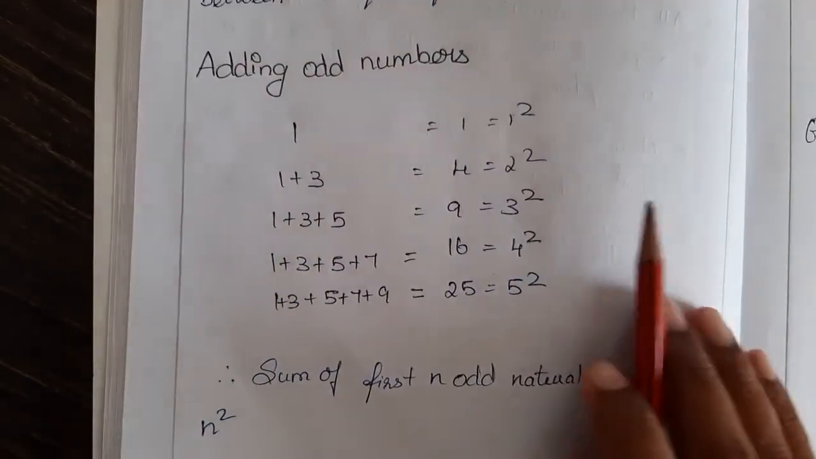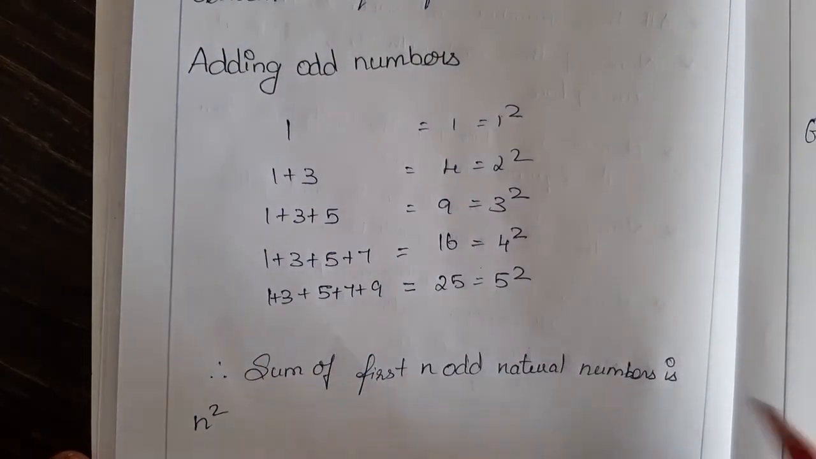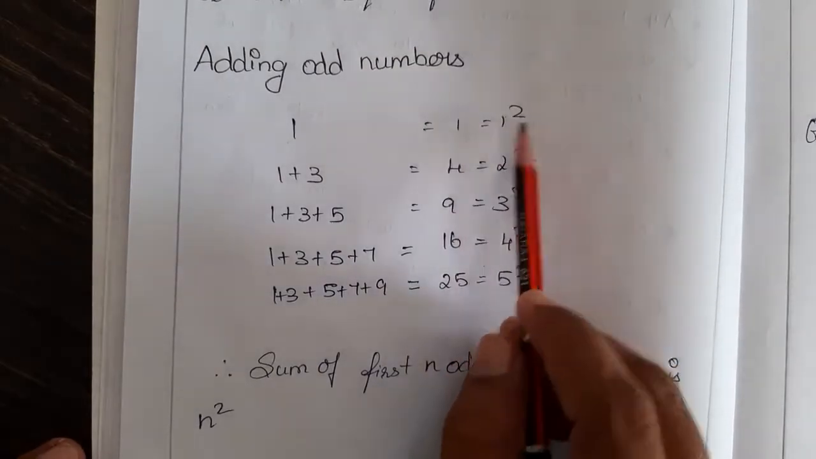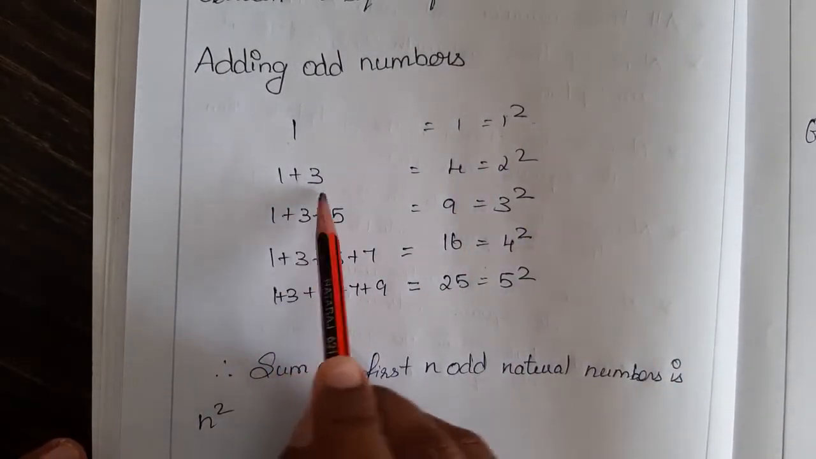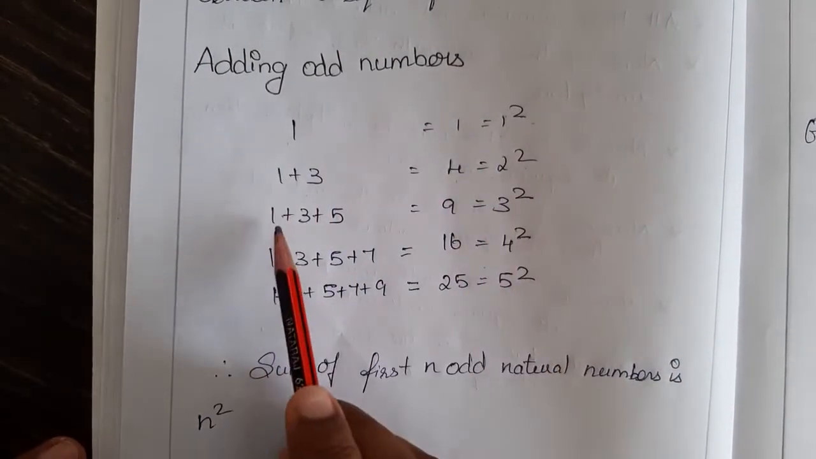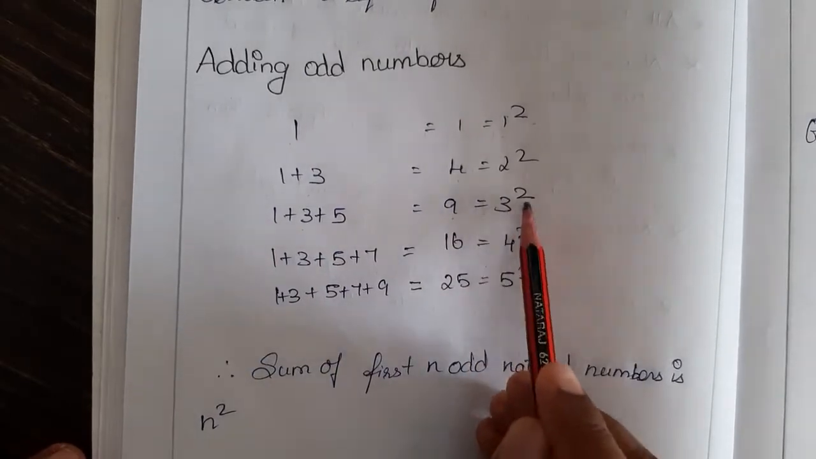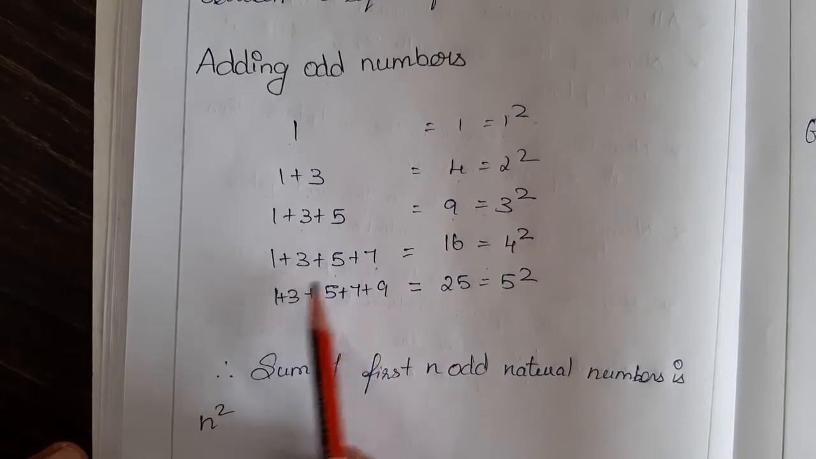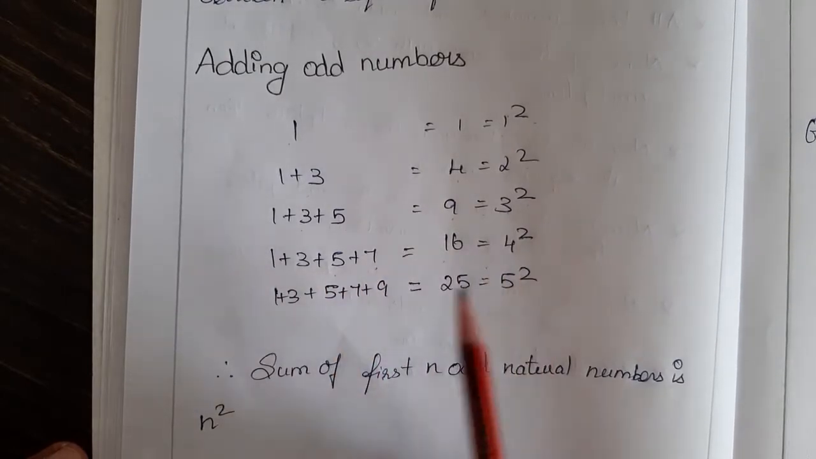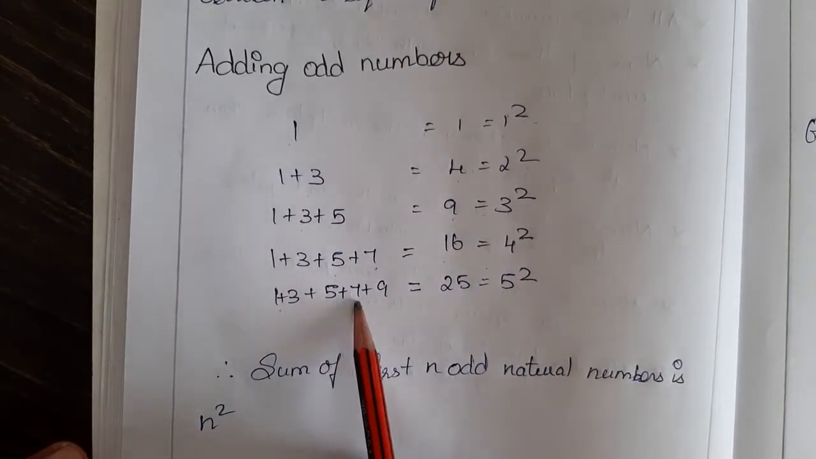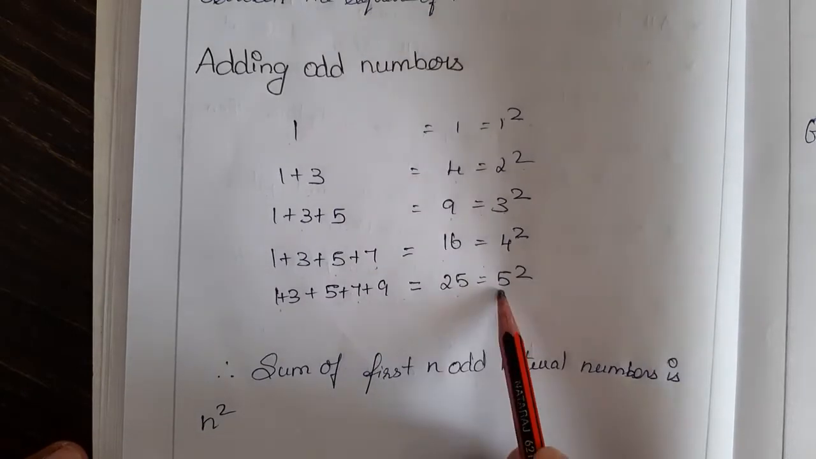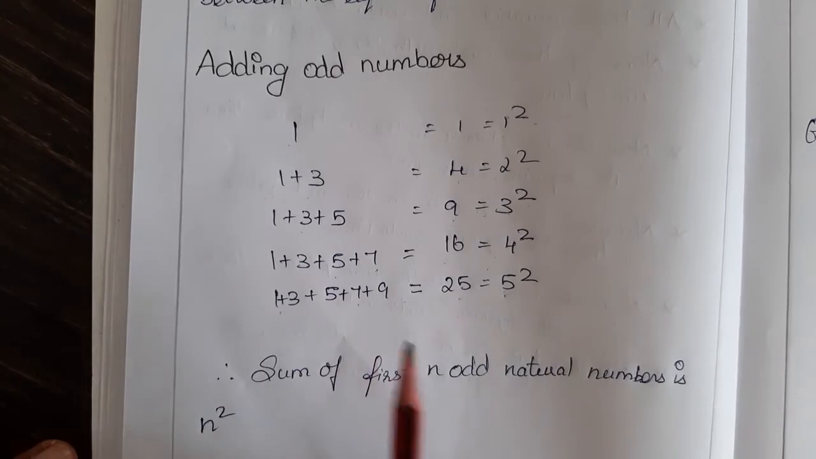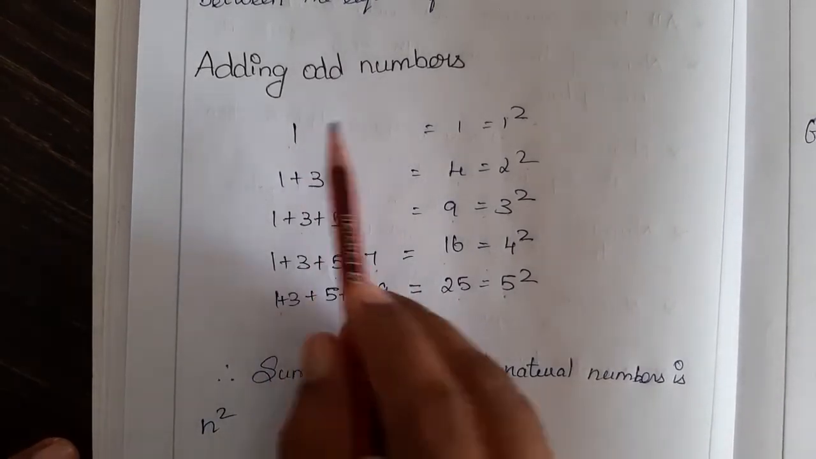And next, adding odd numbers. Here also we will get a square number pattern. See, 1 is 1 square. 1 plus 3, we are adding continuous odd numbers, is 4, 2 square. 1 plus 3 plus 5 is 9, equal to 3 square. 1 plus 3 plus 5 plus 7, consecutive odd numbers, right? 16 is equal to 4 square. 1 plus 3 plus 5 plus 7 plus 9 is equal to 25, which is 5 square, right? So here you can check the beautiful pattern.